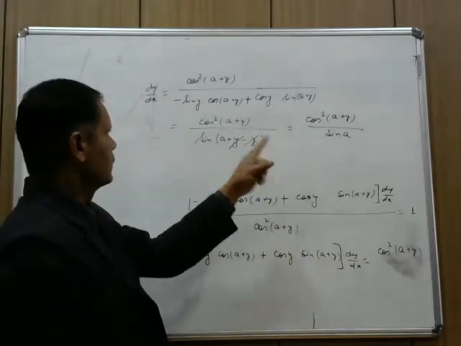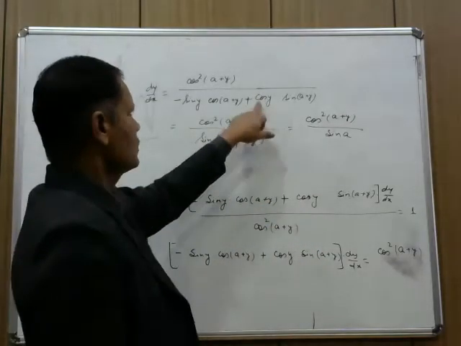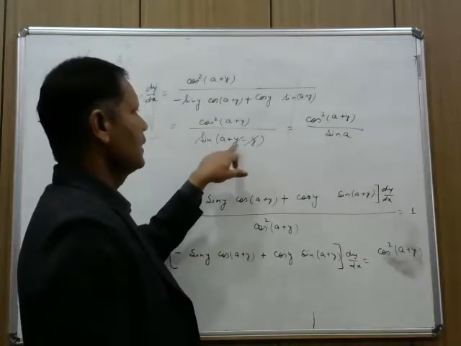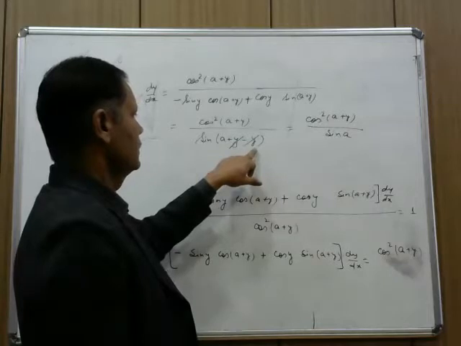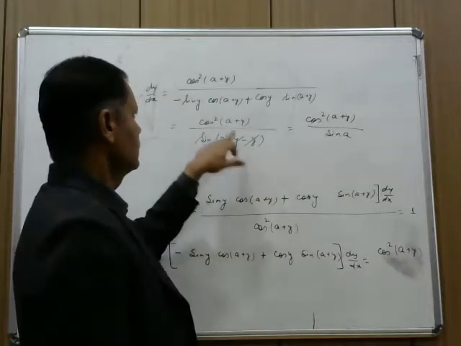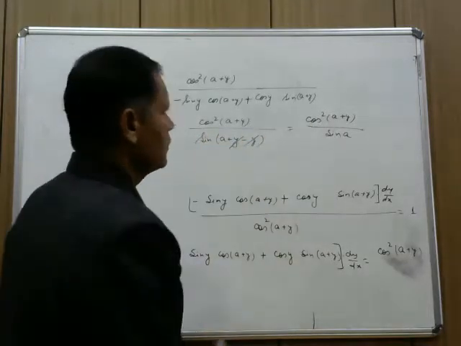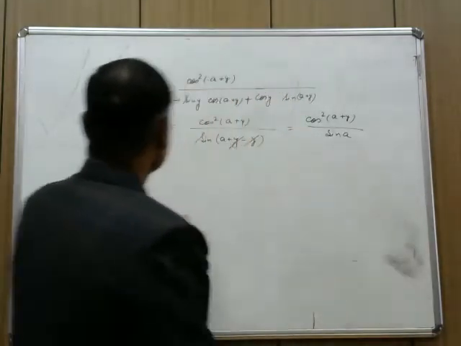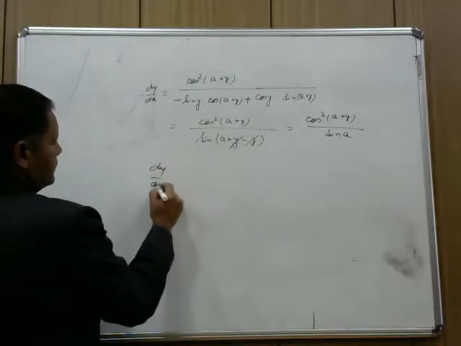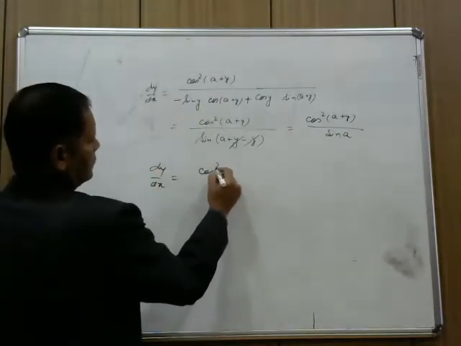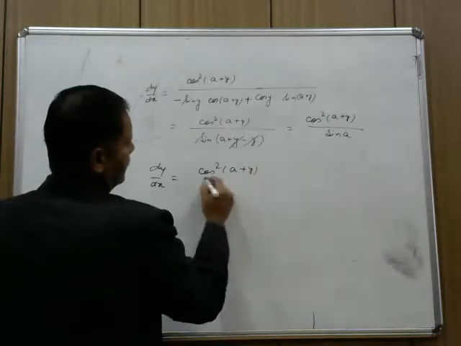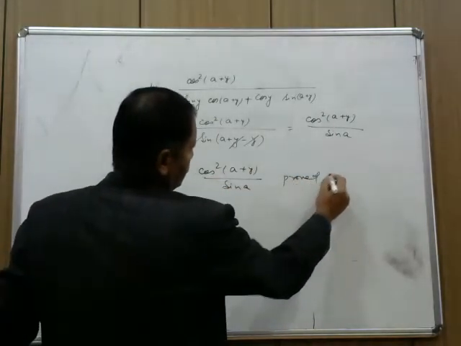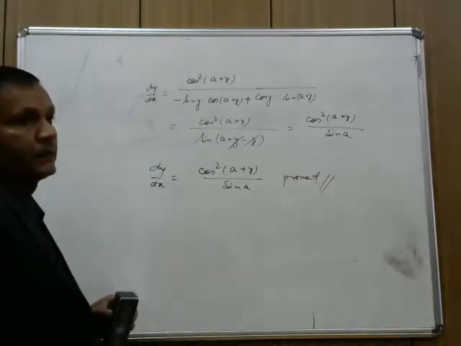And now we will apply this formula: sin a into cos b minus cos a into sin b will give you sin (a minus b), right? And minus y will be cancelled, left with cos square (a plus y) upon sin a, and therefore dy by dx is equal to cos square (a plus y) upon sin a. This we can do in the other way also.